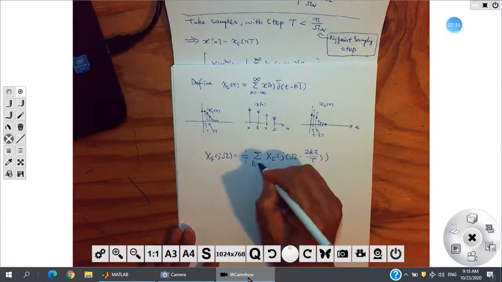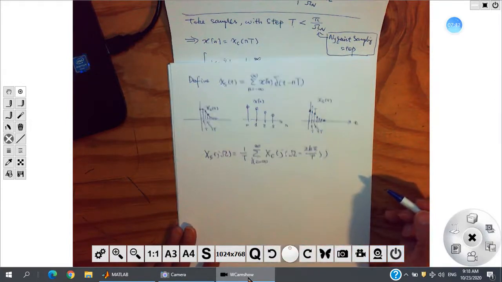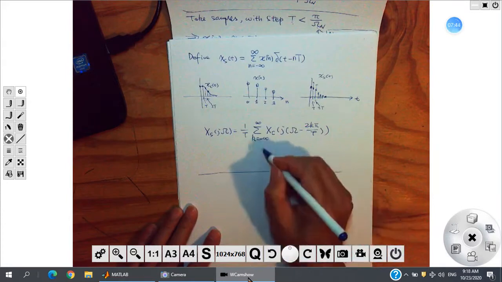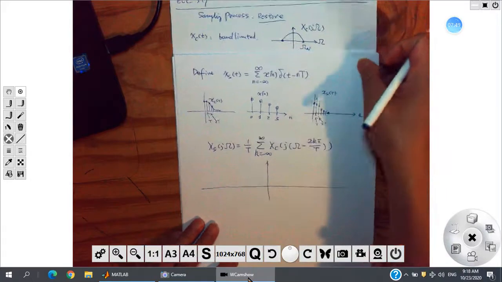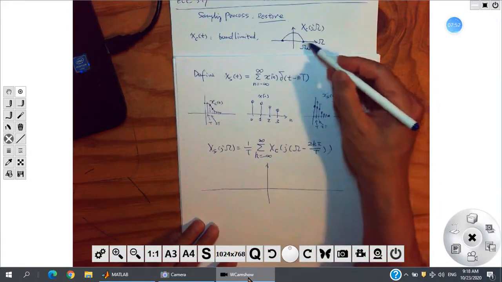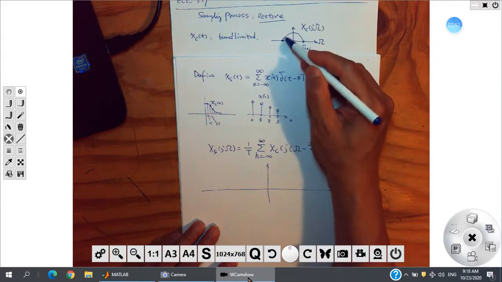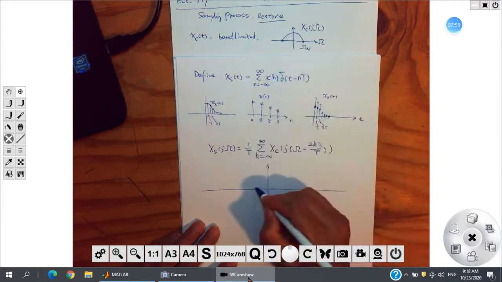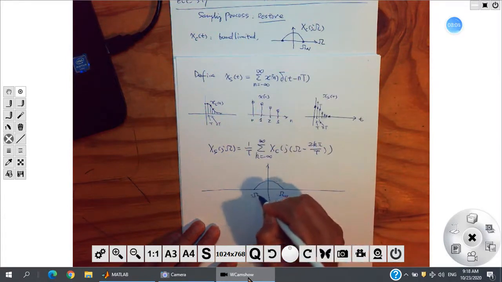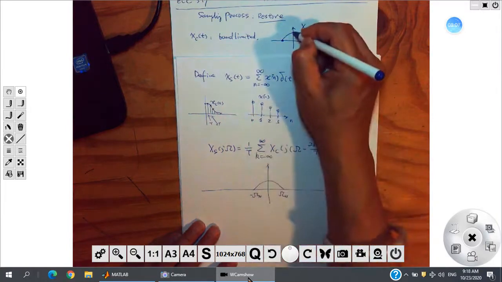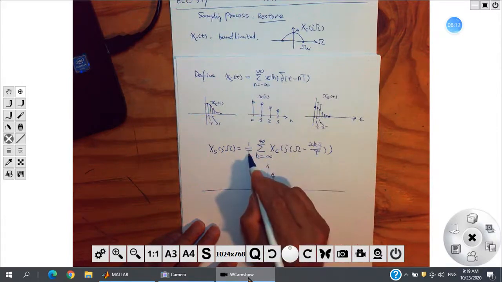K runs from negative to positive infinity. In the graph, you can see here we do not have a scale on omega, so the waveform in the frequency domain, in the spectrum, is exactly the same as this. Here's omega n, here's negative omega n. But if here's a, here will be a over T, right? I have 1 over T in the front, like this.